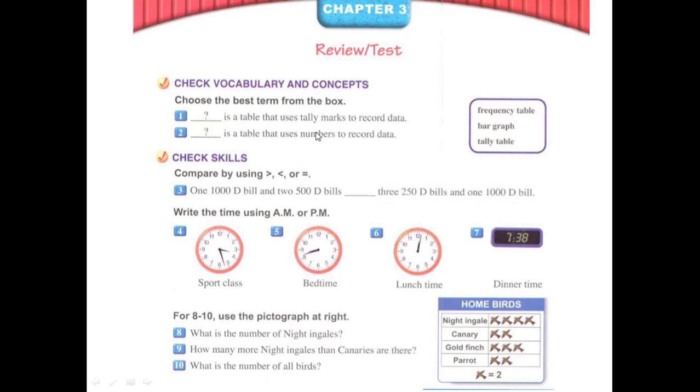It is a table that uses tally marks to record data. Of course, it's a tally table. The second one is a table that uses numbers to record data. It's a frequency table. Okay.